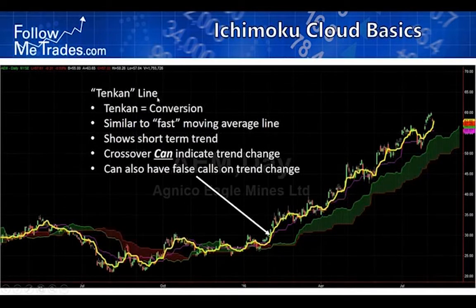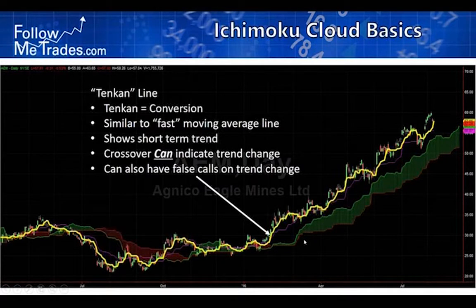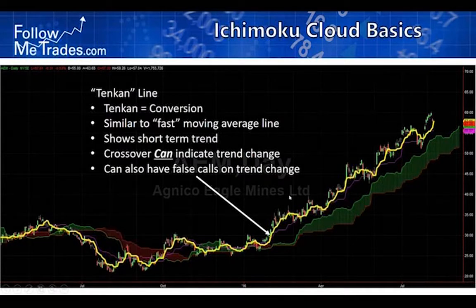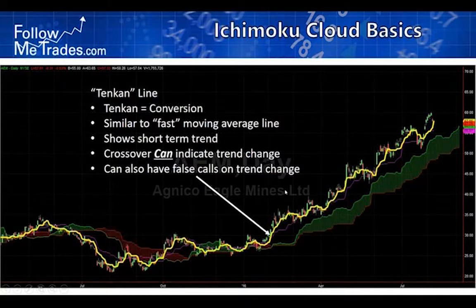There's a fast line, very similar to a fast-moving average line. It's called the Tenkan. The fast line in Ichimoku is calculated differently than a standard moving average. Moving averages are calculated from the closing price of a number of bars back. The Tenkan fast line is calculated from the average of the highest high and lowest low in the look-back period. I've got it bolded in yellow here. And just like with moving averages, when there's a crossover, fast over slow, it can indicate trend changes.